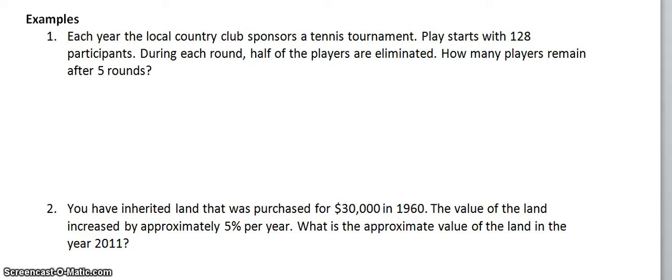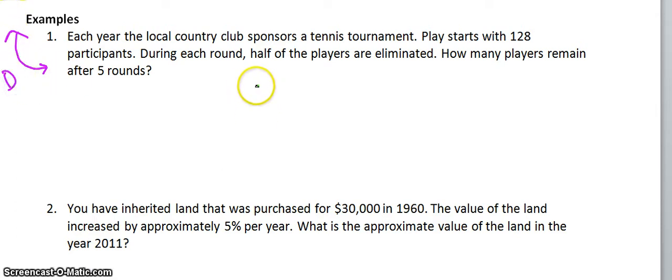Each year, the local country club sponsors a tennis tournament. Play starts with 128 participants. During each round, half the players are eliminated. How many players remain after 5 rounds? Each round, half the players are eliminated. So you start with 128, but then they get eliminated, and eventually there would only be one at the end, one champion. This is an example of a graph that starts off with a lot, and then gets smaller and smaller. So this would be exponential decay.